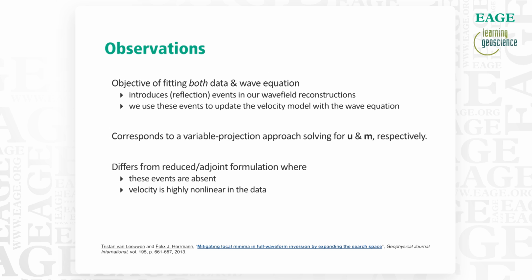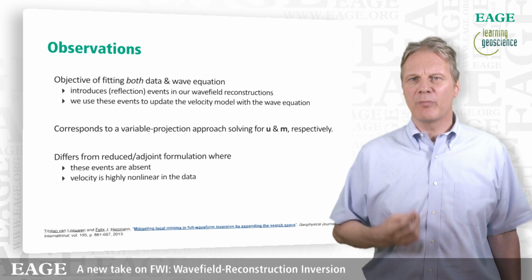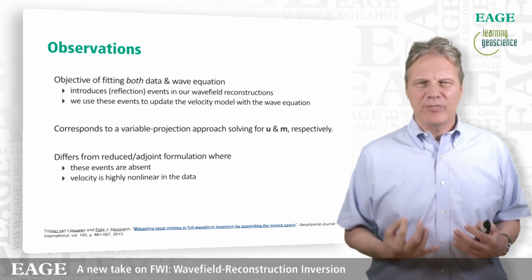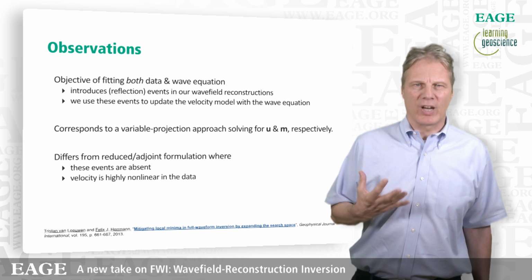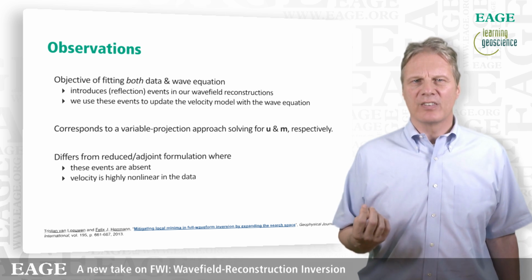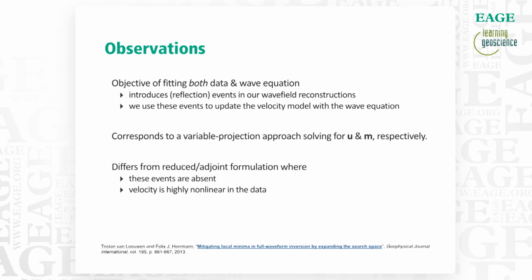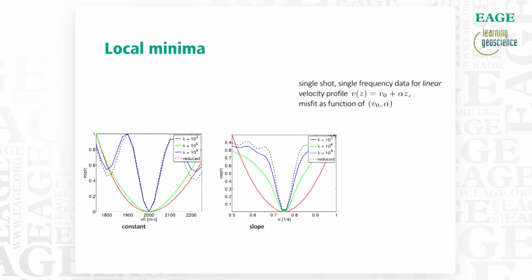Now this method, as I mentioned, corresponds to a variable projection approach. It solves for U and m respectively. And it differs from the conventional reduced or adjoint formulations, where you do not have these events and where the velocity is highly nonlinear in the data, whereas that's much less the case for this method. Okay, so what does it do for us?